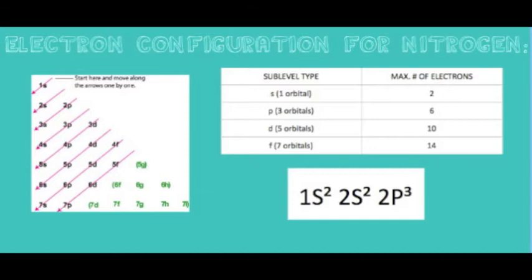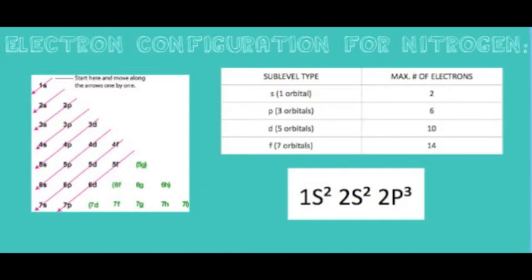In order to find the electron configuration, you must know that there are a total of 7 energy levels, and each energy level contains sublevels that are S, P, D, and F. Each sublevel contains orbitals, which are regions of space where the electrons are likely to be found. An orbital can hold a maximum of 2 electrons. Here's a table showing the sublevel types, their amount of orbitals, and the maximum number of electrons they can hold in total. Electrons fill orbitals in a way to minimize the energy of the atom.